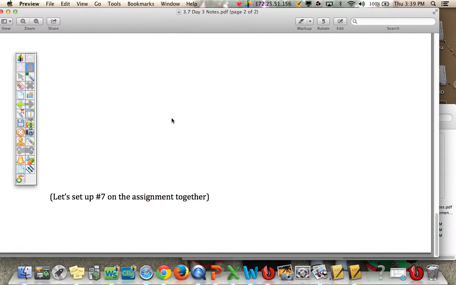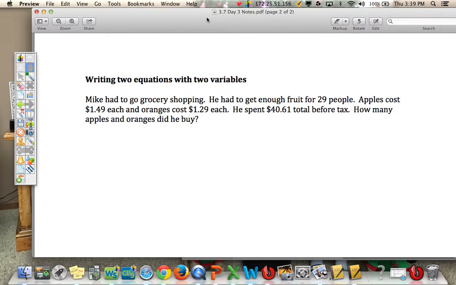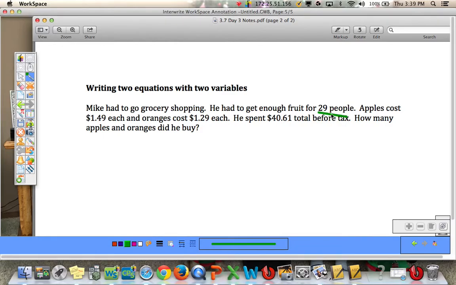All right, last example that I want to go over, and then we'll start the assignment together. Mike had to go grocery shopping. He had enough fruit for 29 people. All right, let's underline that, 29 people. Apples cost $1.49 each. Oranges cost $1.29 each. He spent $40.61 total before tax. How many apples and oranges did he buy?